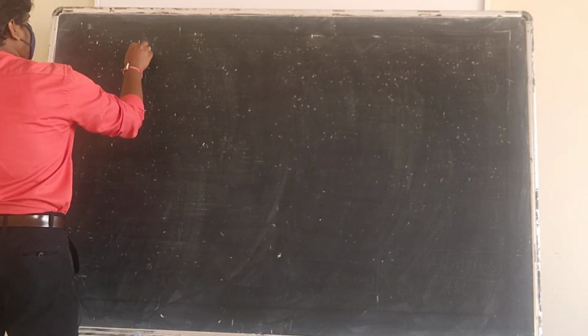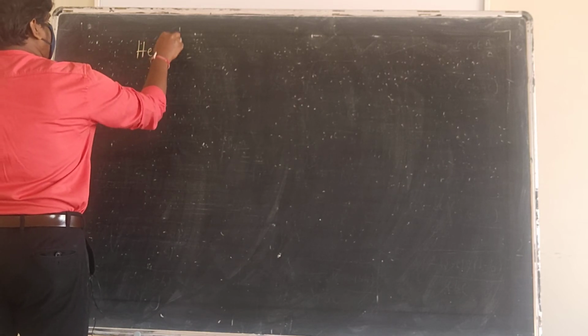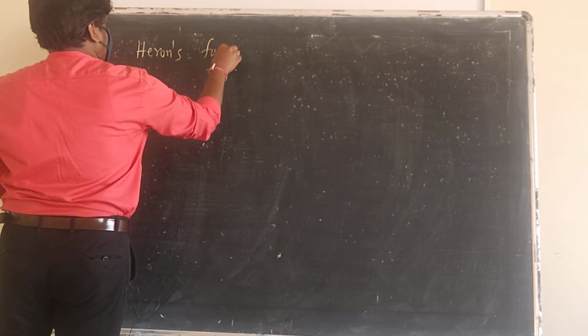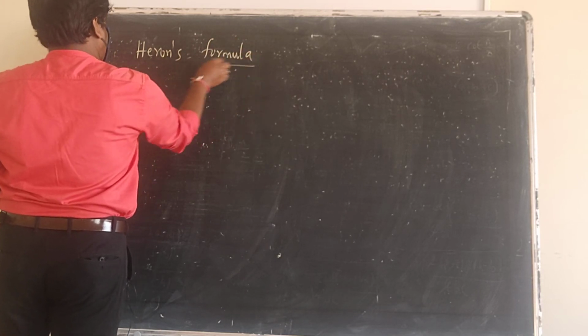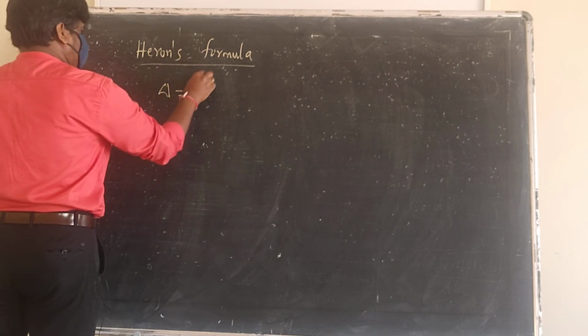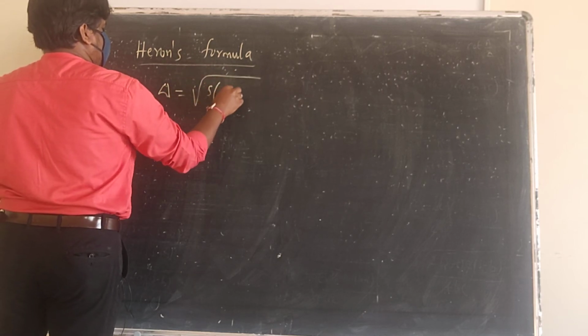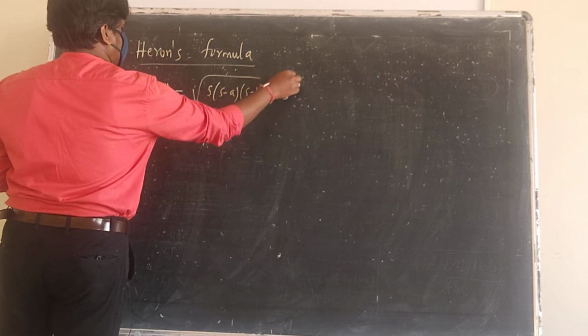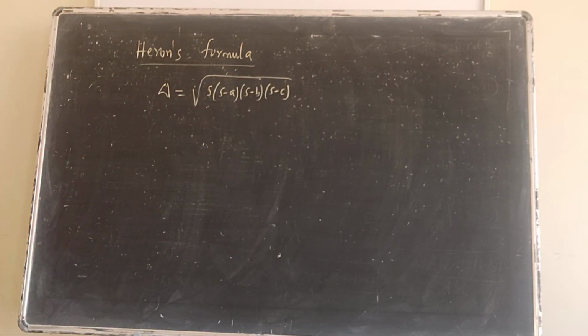हेरोन्स फार्मूला है ना, आपको पता है ना हेरोन्स फार्मूला. Heron's formula, now Heron's formula, you know what is the area of the triangle? Area of the triangle is under root of s into s minus a into s minus b into s minus c. This is area of the triangle.